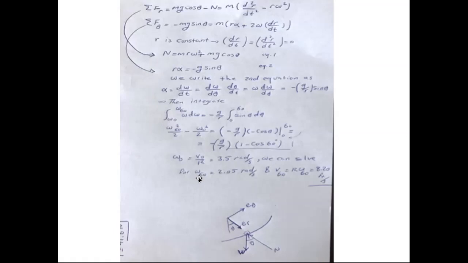The result for omega when theta is 60 degrees is 2.05 radian per second. And the velocity for 60 degrees is 8.20 feet per second.